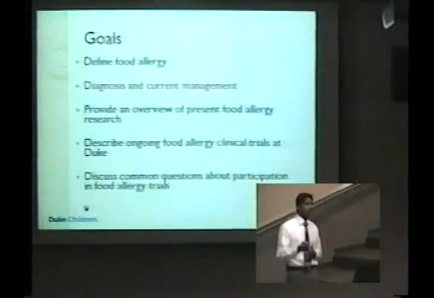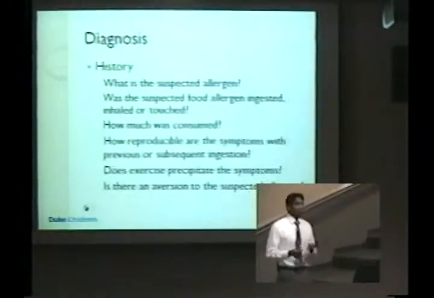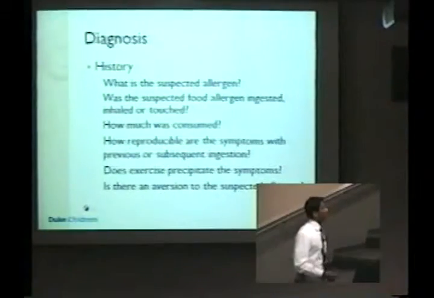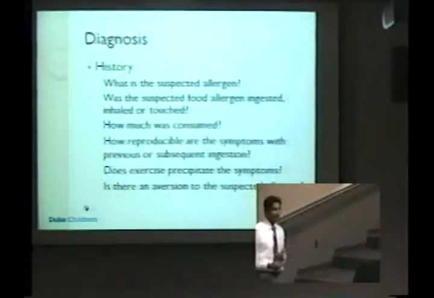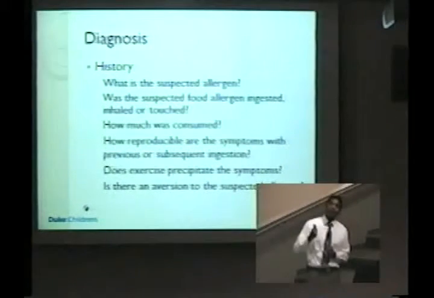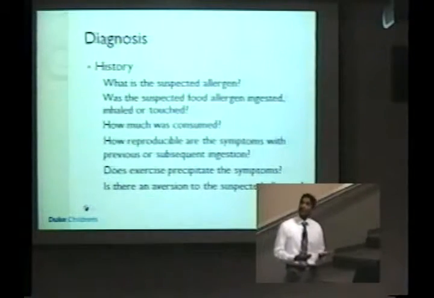So next, I'm going to spend a little bit of time on diagnosis and current management. Most important part, we all learn in medical school, whenever someone says, what's the next step, we're all supposed to say history, history, history, and physical. But in this case, we're just talking about the history. What is the suspected allergen? What is the food that this person ate that maybe caused a reaction?